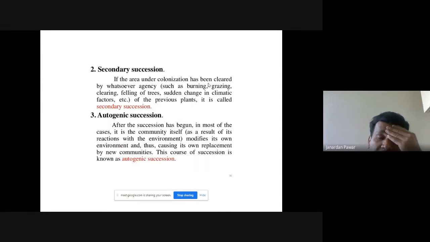So old communities are replaced by new communities, but why does it happen? It happens because of certain results of reactions with the environment. Certain reactions take place in the environment, and because of those reactions, some replacements take place and new communities emerge. And when those kinds of new communities emerge, what can that be called? Autogenic succession. So you have to remember it like this.